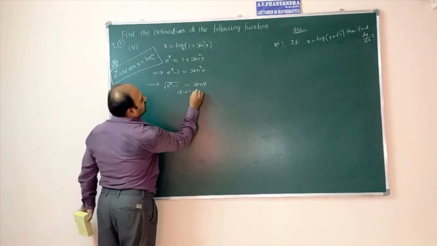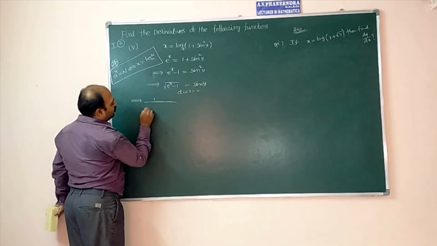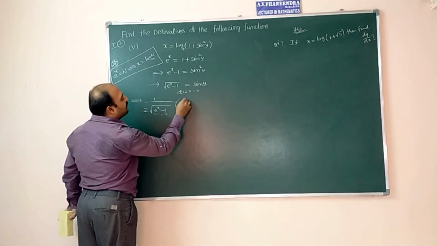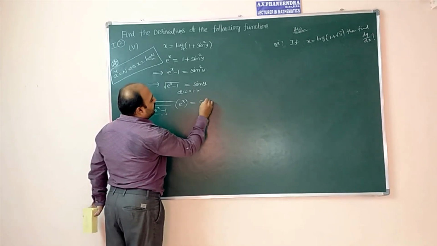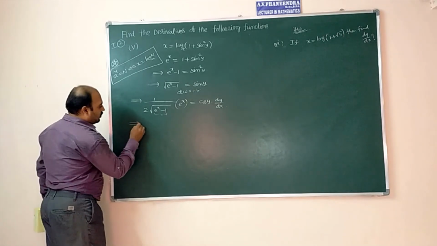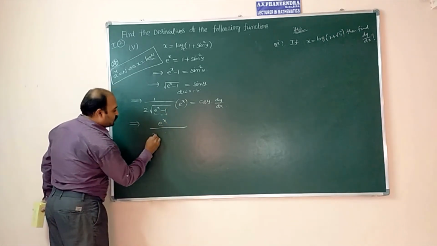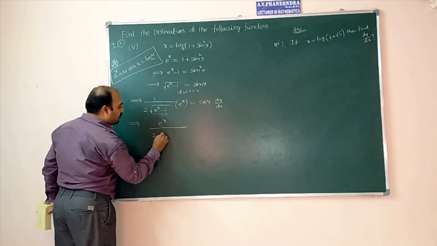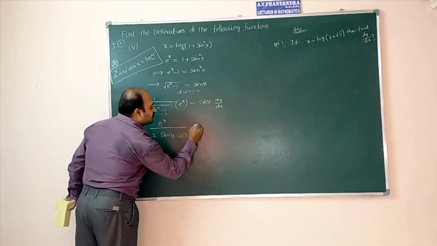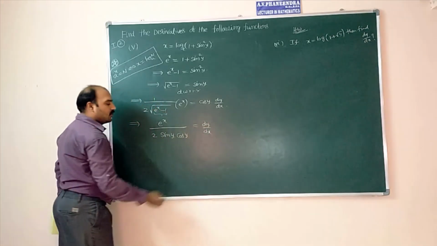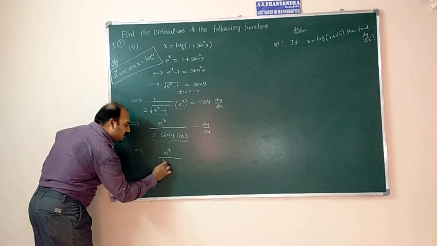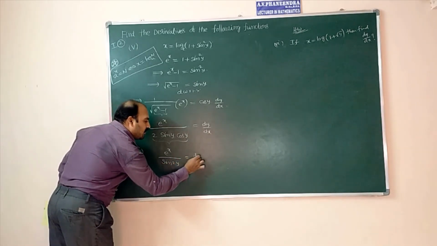Differentiate with respect to x. Root x derivative is 1 by 2 root x, so 1 by 2 root of e power x minus 1. Again e power x minus 1 you have to differentiate, it is e power x, is equal to sine y derivative, which is cos y, y derivative is dy by dx. So now e power x divided by 2 into square root of e power x minus 1, which is sine y. That cos y also we can take this side, cos y is equal to dy by dx. So 2 sine y cos y is equal to sine 2y. So e power x divided by sine 2y is equal to dy by dx.